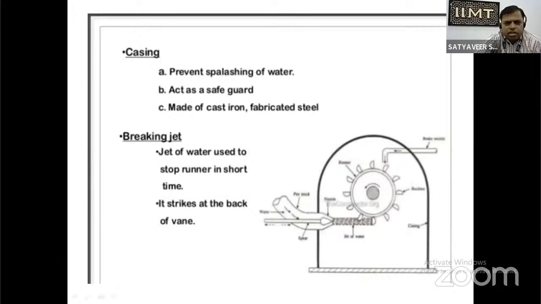What is the function of the casing in the case of a Pelton wheel turbine? The casing prevents the splashing of water and makes the chamber airtight or watertight, and it acts as a safeguard. It is made of cast iron or fabricated steel. And the braking jet. What is a braking jet? That is a jet of water used to stop the runner in a short time. So if we want to stop the turbine quickly, we can use the braking jet. It supplies water in the direction opposite to the direction of the runner, and we can stop the turbine in a quick time.